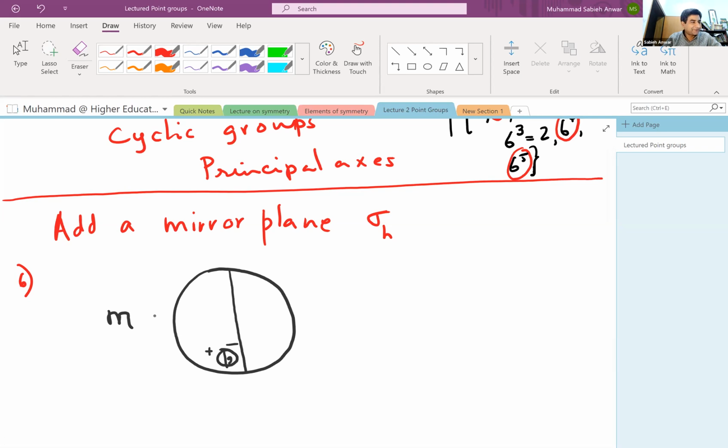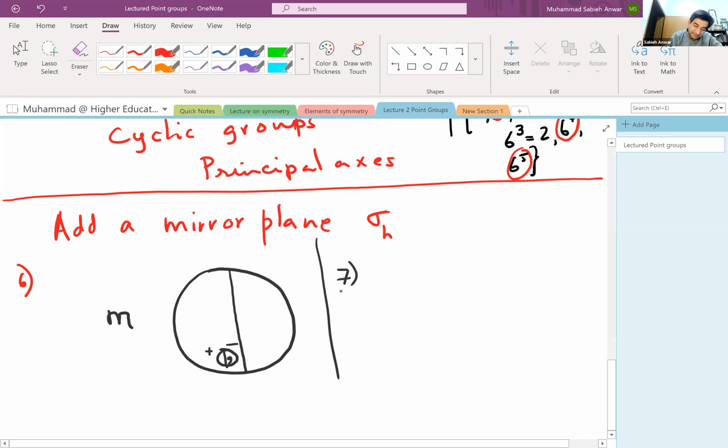All right. So is this making sense here? Yes, sir. Okay, good. So now I would like to go one step further. I would like to do a two-fold rotation followed by a mirror plane, which is perpendicular to the axis of rotation.